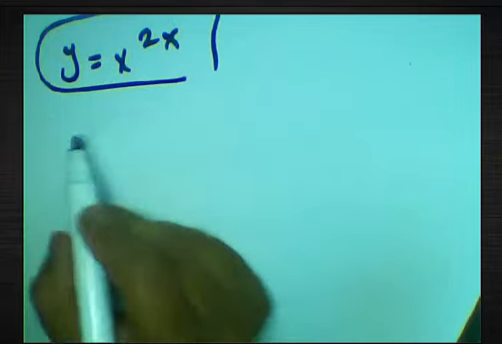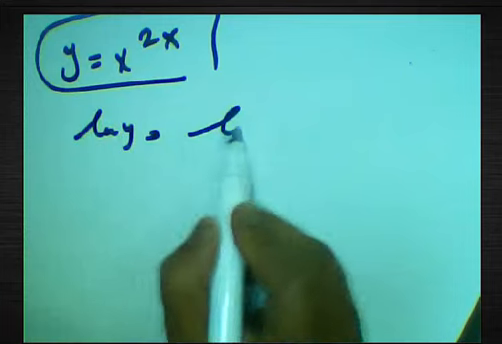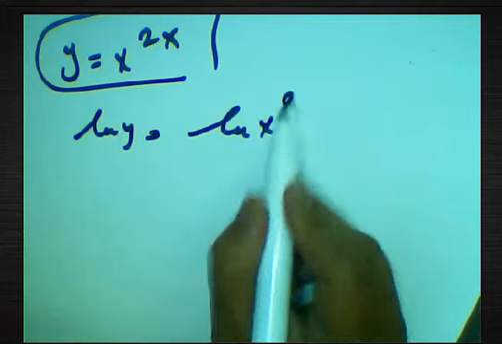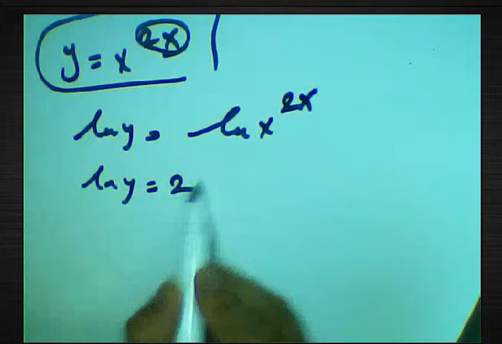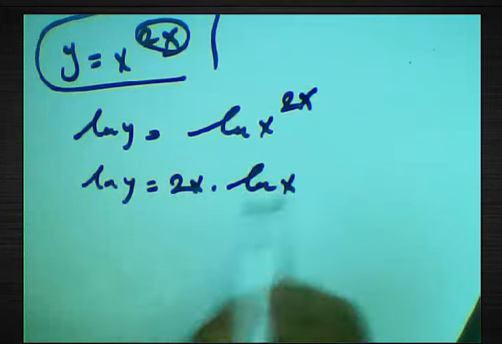What about y equal x power 2x? Want to find the derivative of the function? Put ln y here and ln of x power 2x. It's a power, okay? We can drop the power here. The ln y will be equal to x multiplication ln of x.